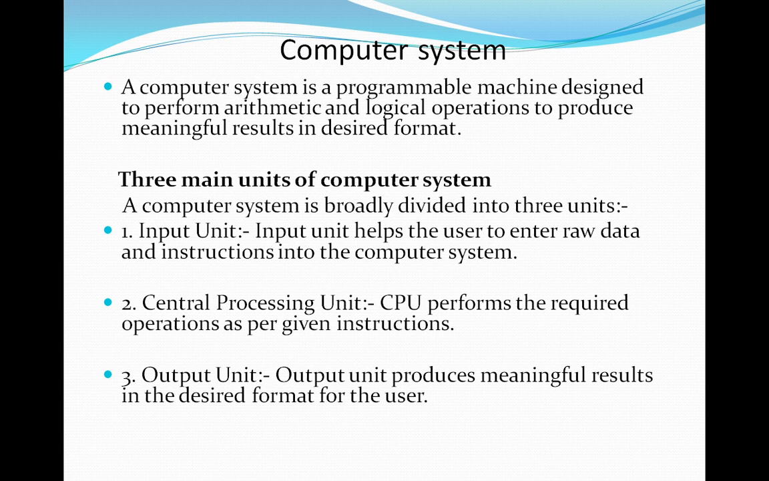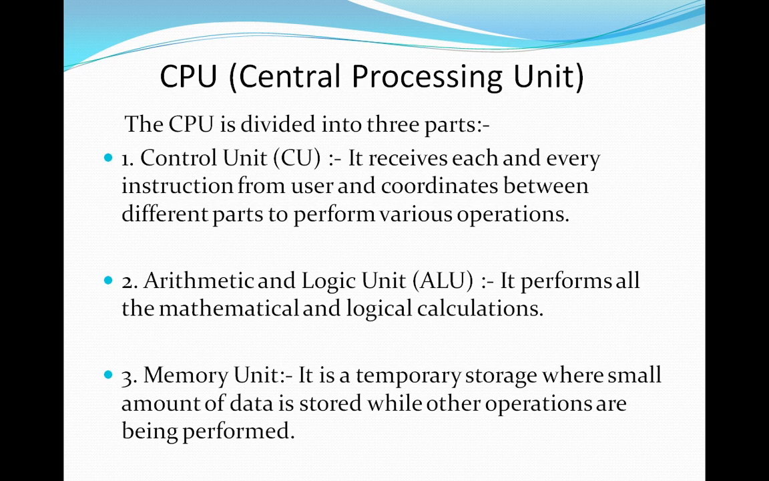CPU, the central processing unit, as we have covered in our previous lecture, is the brain of the computer. It means all the necessary processing is done by the CPU, and it is a very important part of our computer system. The CPU is also divided into three parts. The first one is the control unit. The work of the control unit is to receive each and every instruction from the user and coordinate between different parts to perform various operations.